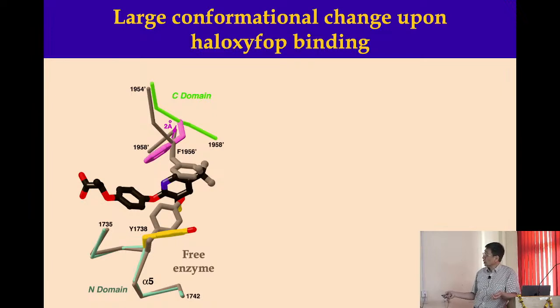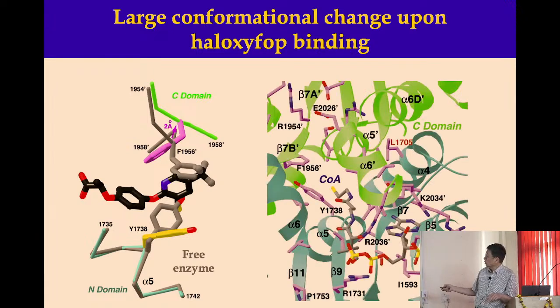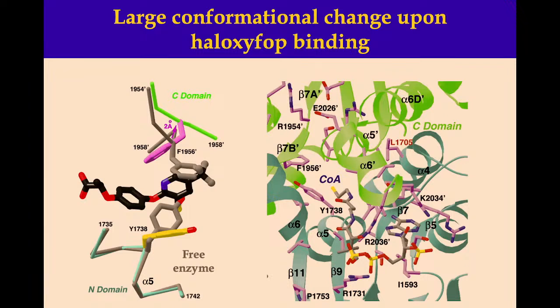You can see in the free enzyme, you have a tyrosine and a phenylalanine facing each other. They touch each other, and that's shown right here. This tyrosine, 1738, is right here. This phenylalanine right there. They are facing each other, so they are basically covering up the dimer interface. This came from one monomer, this is the other monomer, so that's the dimer interface.